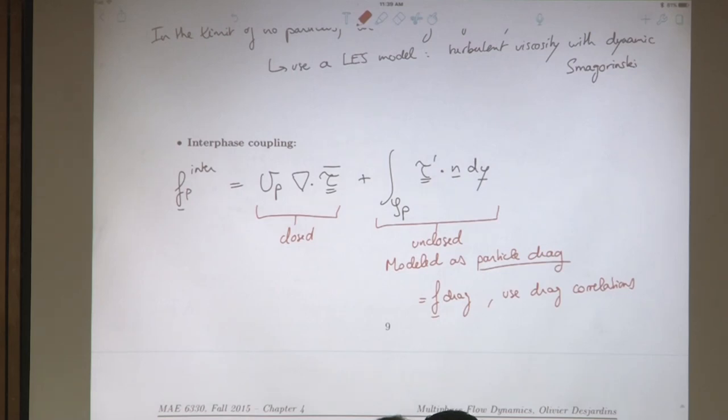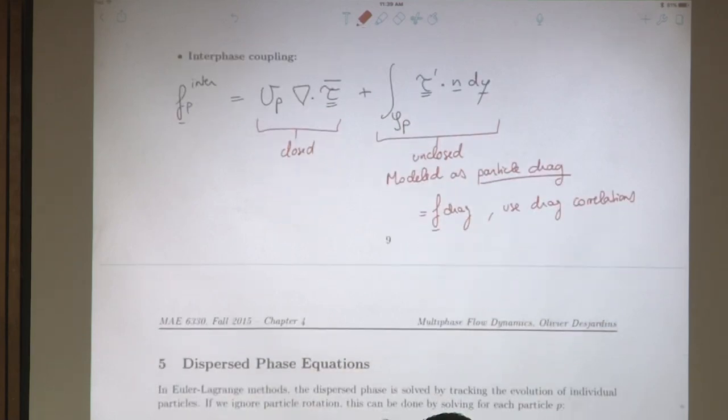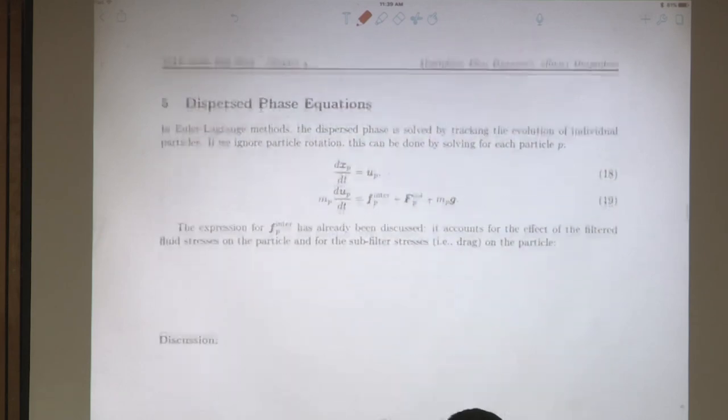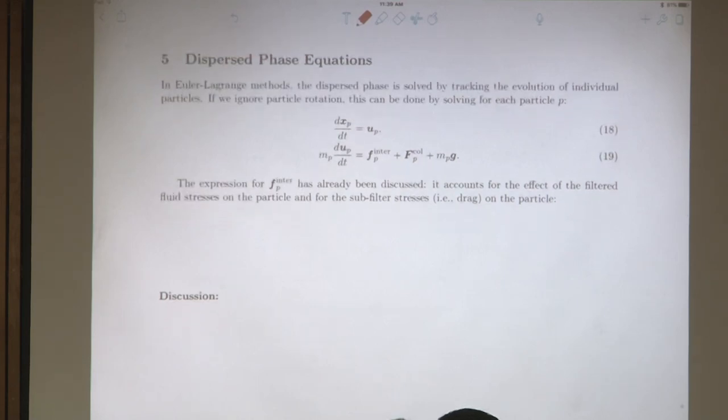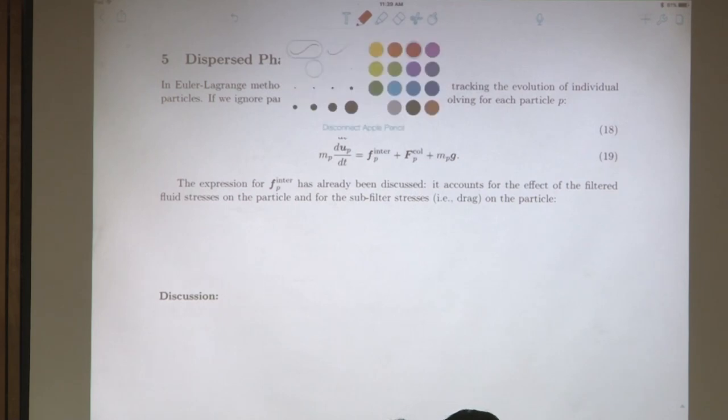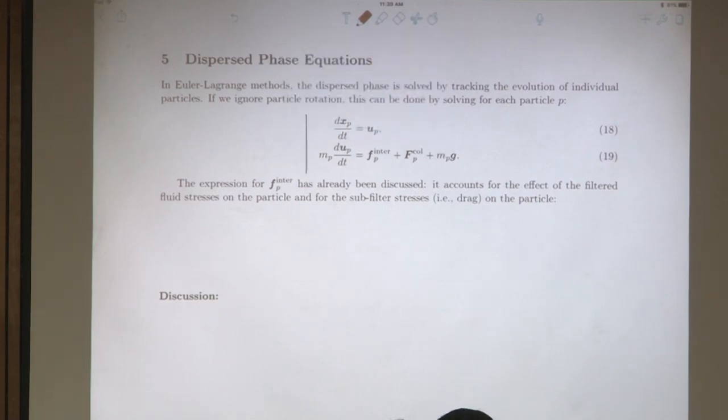That concludes the list of all the unclosed terms in the fluid side and what we're doing for them. Now, we've talked about the Eulerian side of the Lagrange model. The good news for us is we've talked already extensively about the Lagrangian side as well, so we don't need to spend much time. The Lagrangian side basically was saying that for all particles, we solved those equations, which we listed before already.